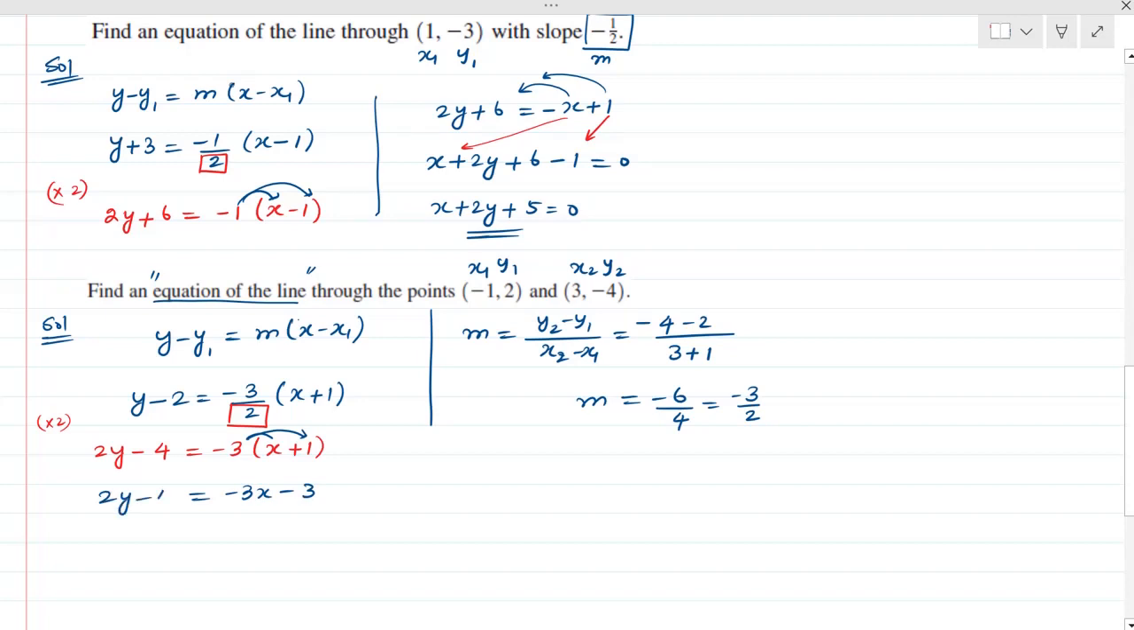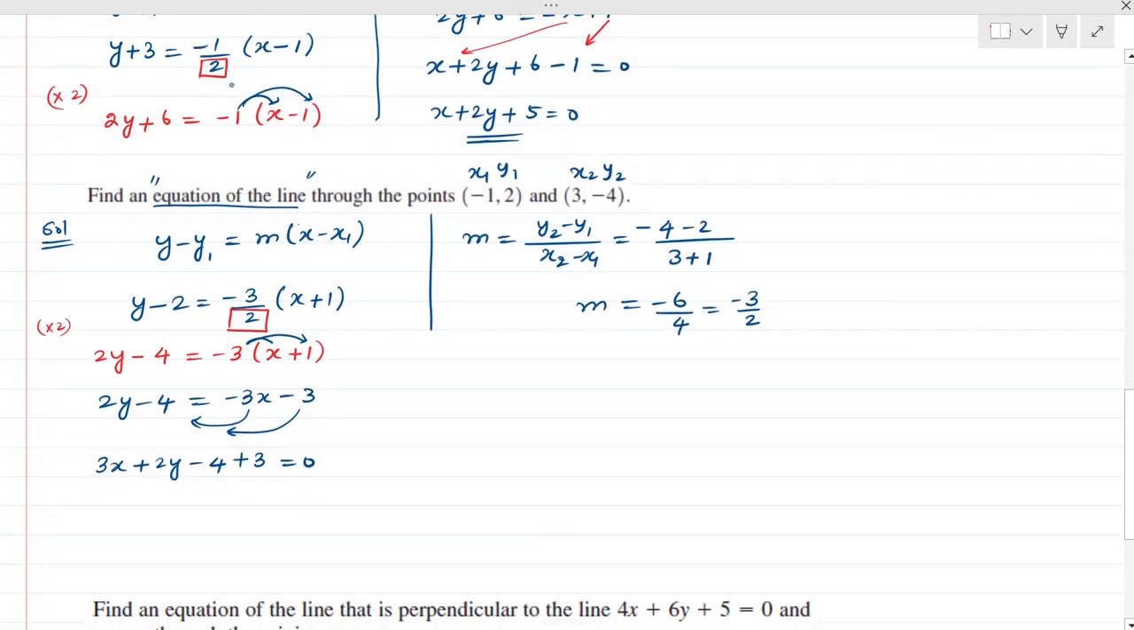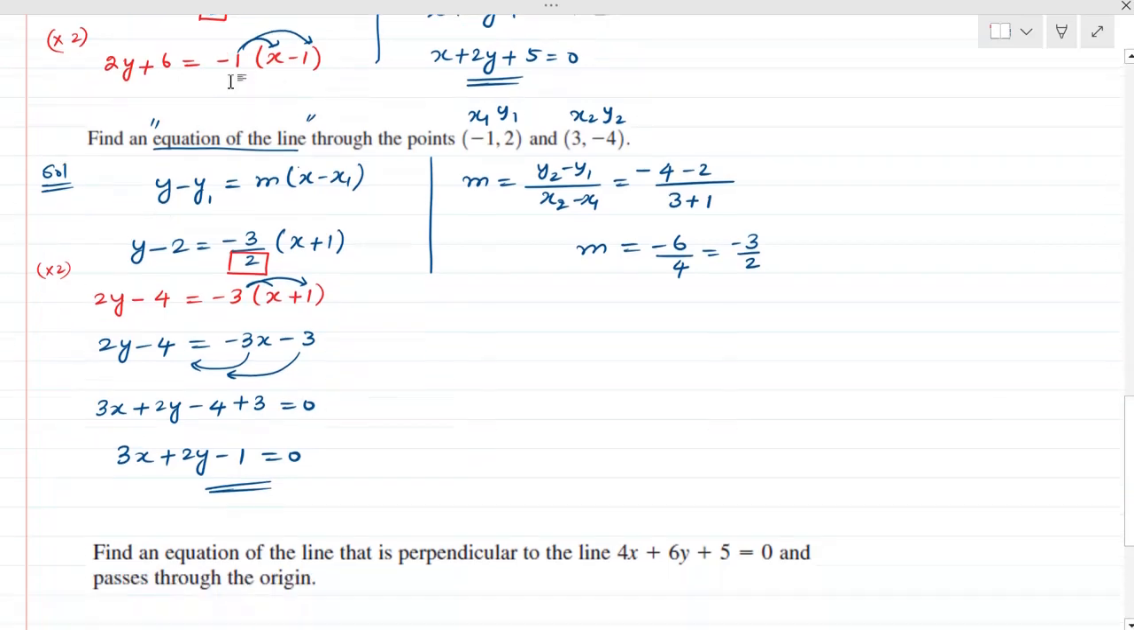Here 2y minus 4. Since the value of x is negative, I want to change it to plus by moving it to the other side. What happened here? Minus becomes plus: 3x plus 2y minus 4 will be the same. If you bring the minus 3 to the other side, it becomes plus 3. So the final answer will be 3x plus 2y minus 1 is equal to 0. So this is the equation of a line.